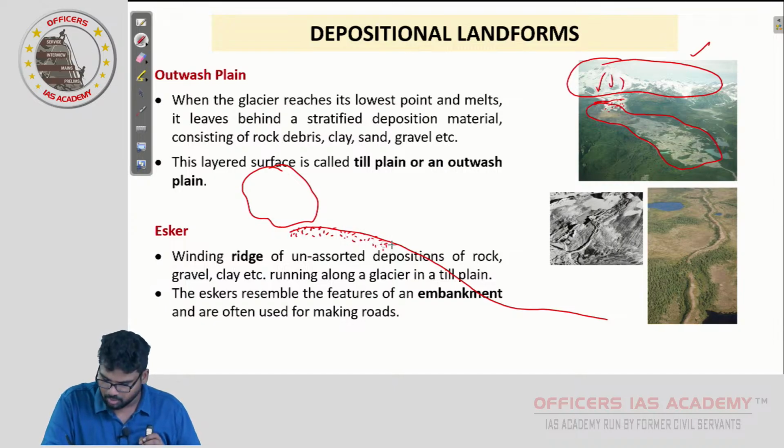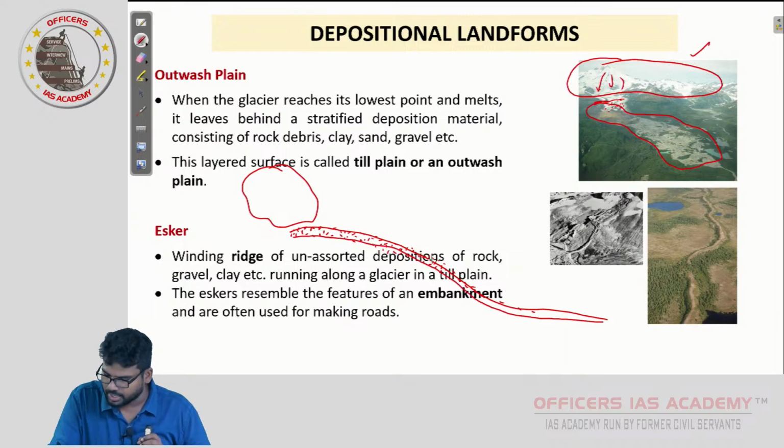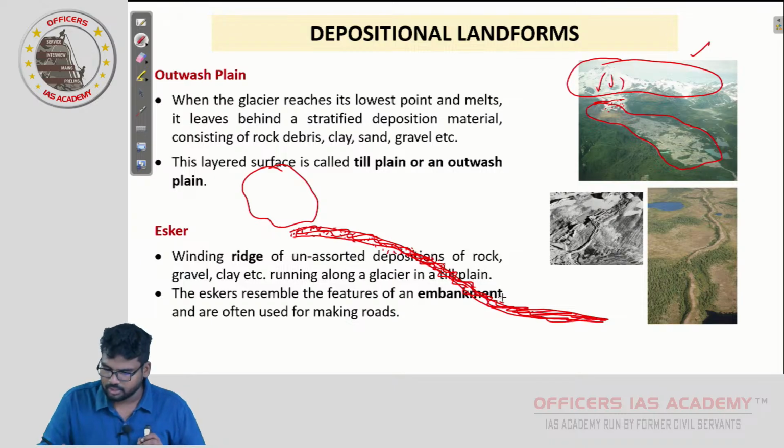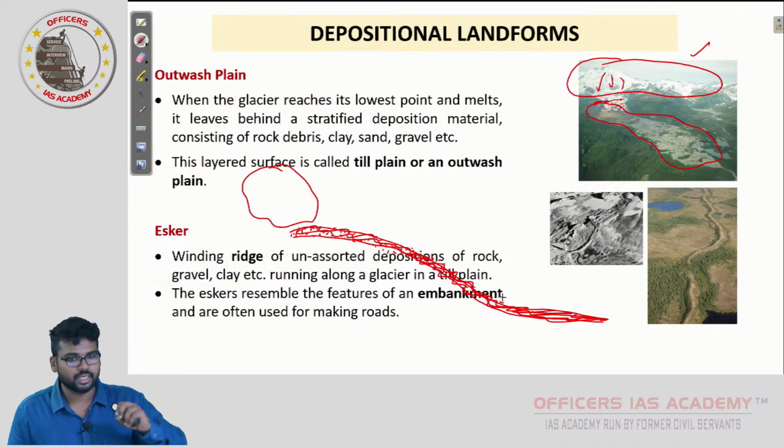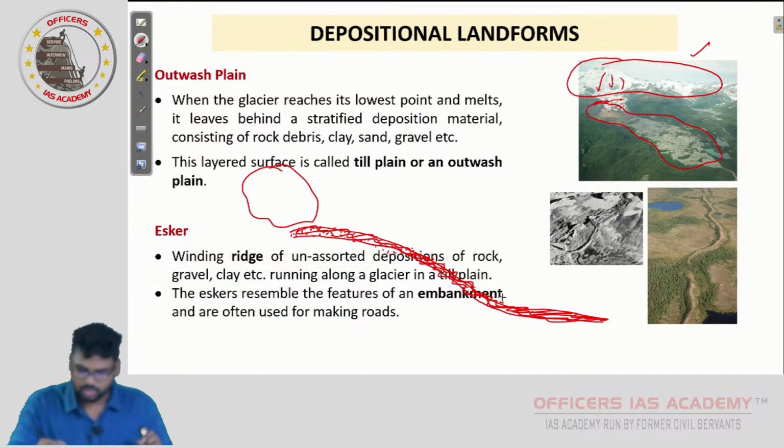So they start depositing here along the path, and as time progresses, it appears that along the path of the glacier there is a tail created showing its path, due to deposition of the material present inside the glacier. So it appears like a kind of embankment.